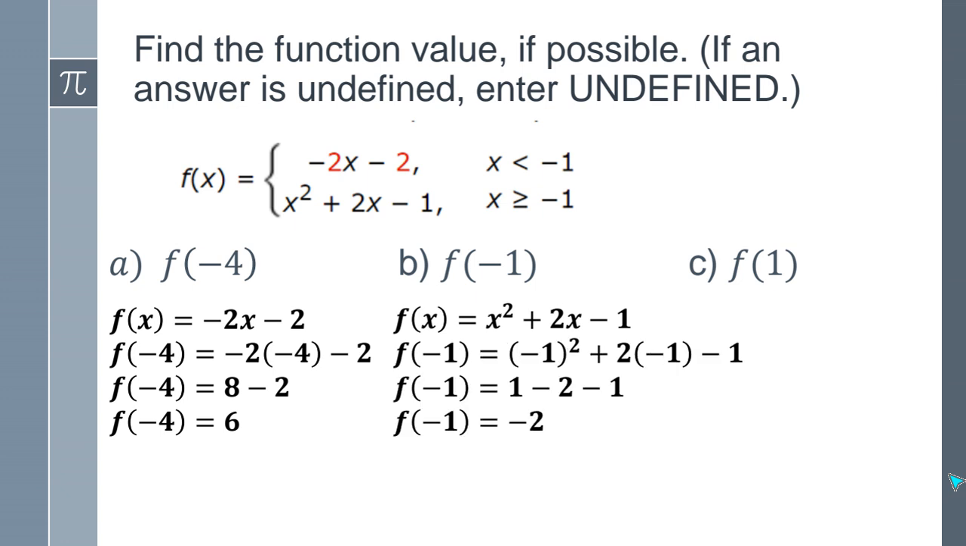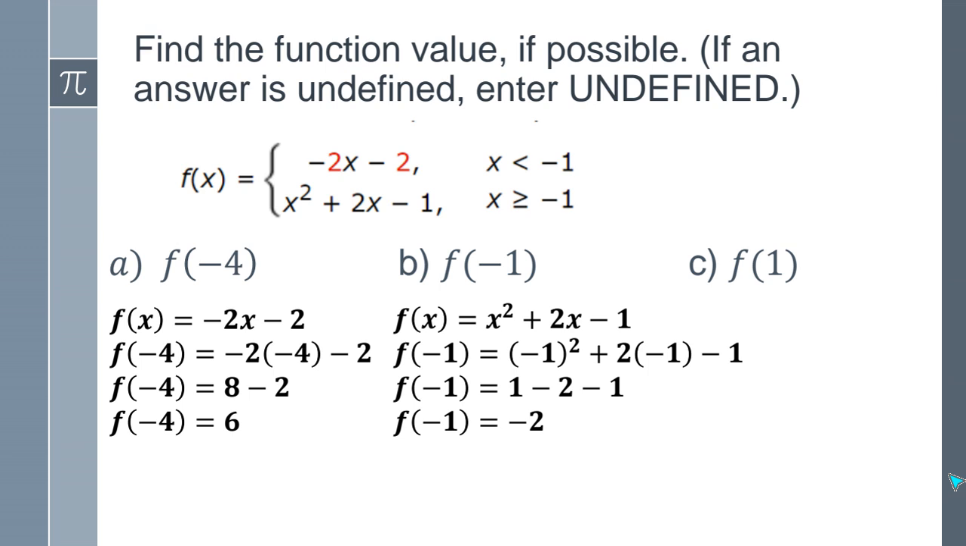We have negative 1 squared plus 2 times negative 1 minus 1. A negative 1 squared is a negative 1 times a negative 1. That gives me a positive 1. Positive 2 times a negative 1 gives me a negative 2, and then we have the minus 1. So 1 minus 2 is a negative 1. A negative 1 with a negative 1 gives me a negative 2. And this is my answer. This is the y value that corresponds to this x value, or input, negative 1, for this piecewise function.